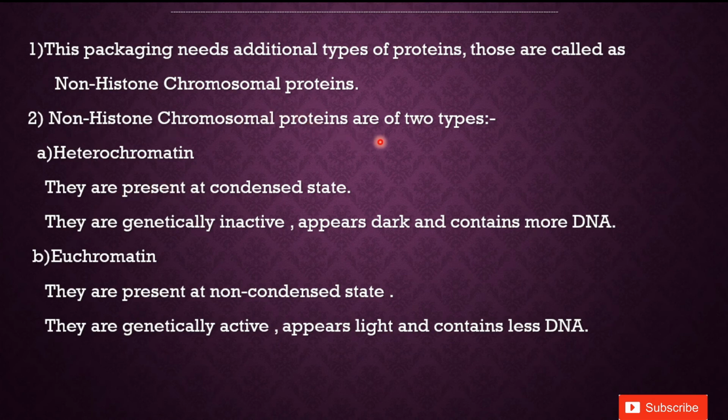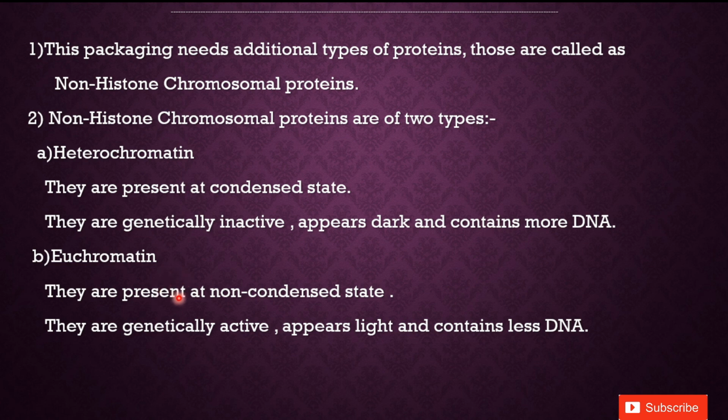They are of two types. One is called heterochromatin, another one is called euchromatin. Heterochromatin is present wherever the condensed part is there, wherever the tightly packed part is, there heterochromatin is present. They are genetically inactive because they are compactly present, but as they are compactly present, they appear to be dark in color and they contain more DNA because it is lengthy.